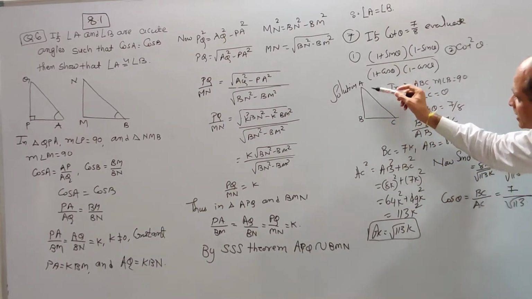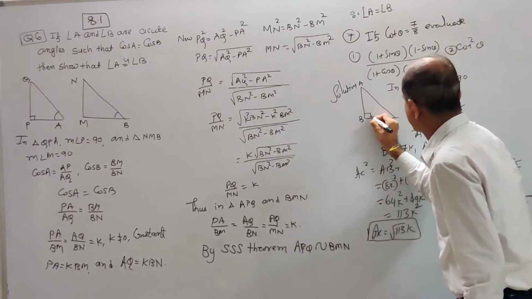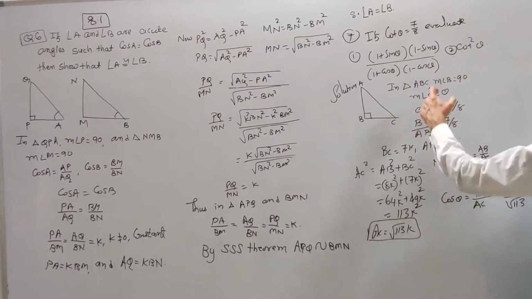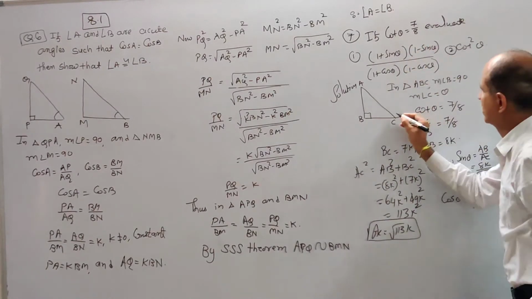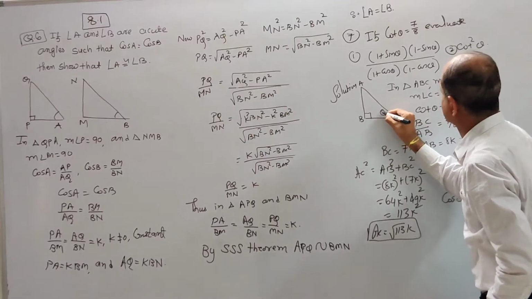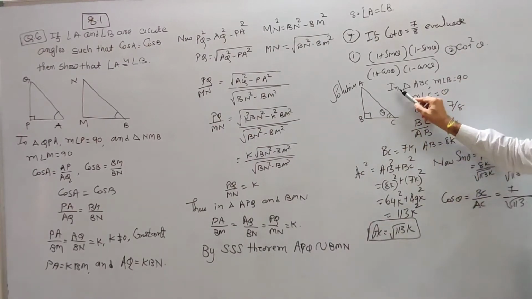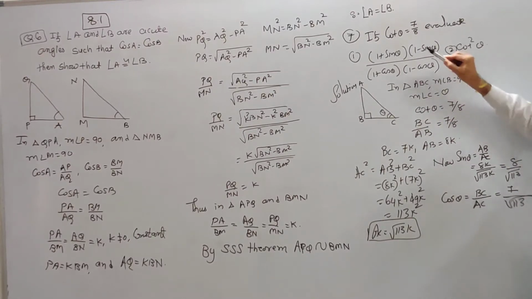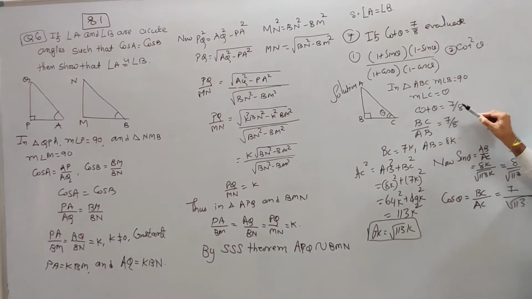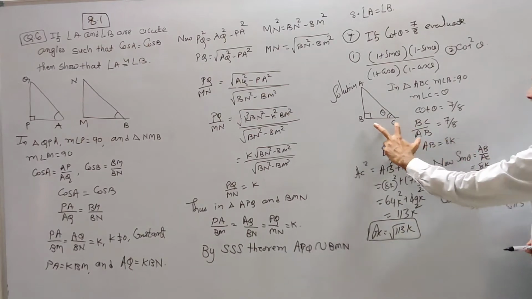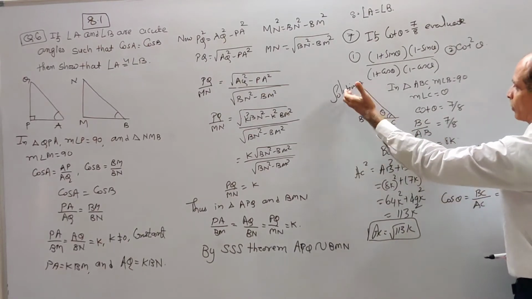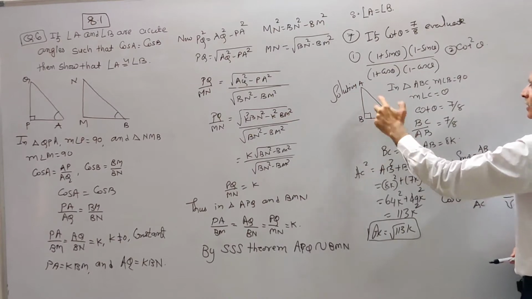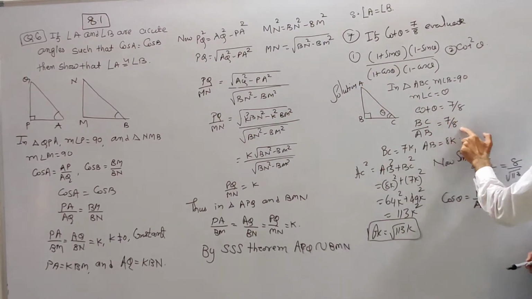The name of this triangle is ABC, where measure angle B is equal to 90 degrees, and here you are talking about theta, so let me take angle C is equal to theta. What is given? Cot theta is equal to 7 by 8. What is cot theta? That is adjacent side upon opposite side. So BC upon AB is equal to 7 by 8.